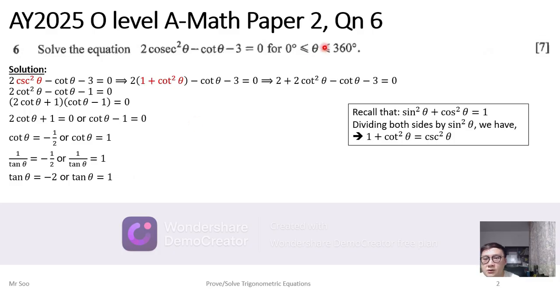Notice here the question is in degrees, so you should leave your answer in degrees: 45 degrees, not pi over 4. Technically, pi over 4 is 45 degrees, but the question gives degrees, so you need to make sure you leave it in degrees, not radians.